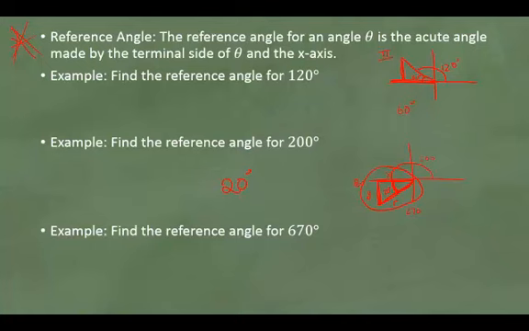What about the reference angle for 670? Right, 670, 360 plus 360 is what? 720. So it's a little under 2 all the way around twice. So there's 360 and there's 720. Right? So we don't want to go all the way around.